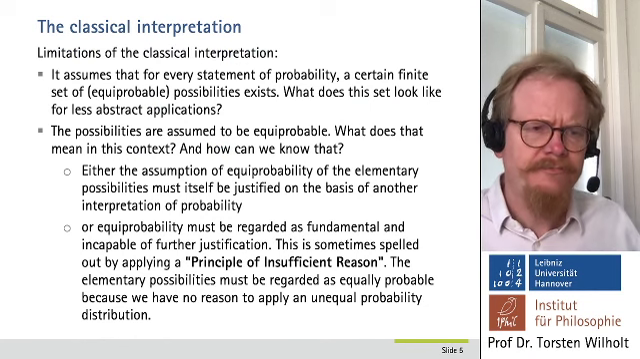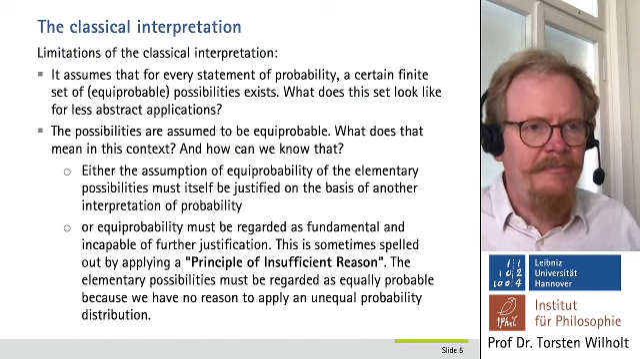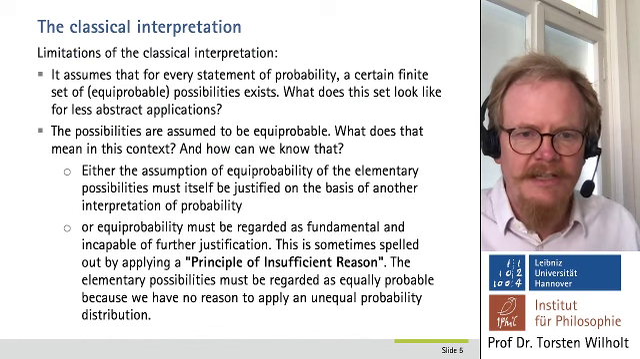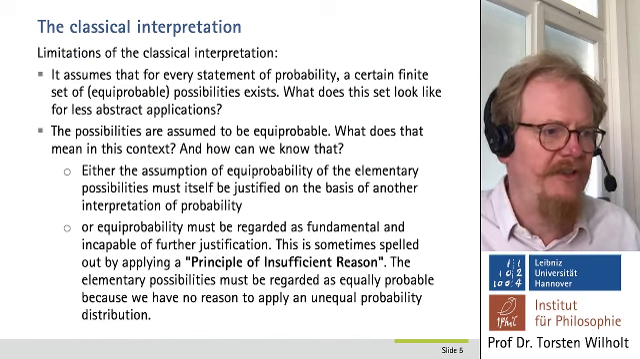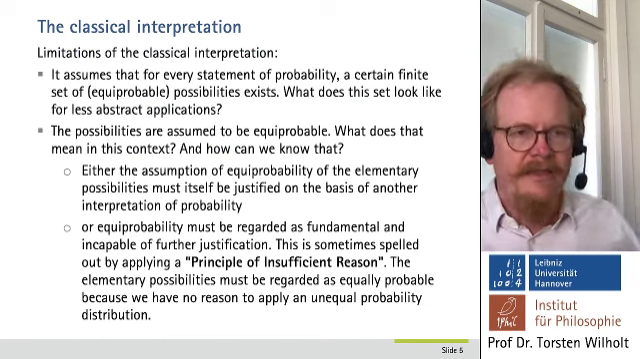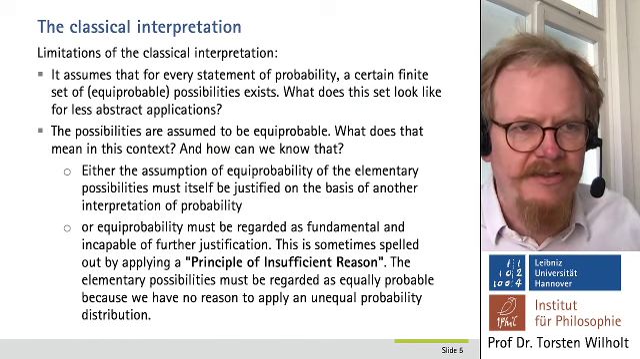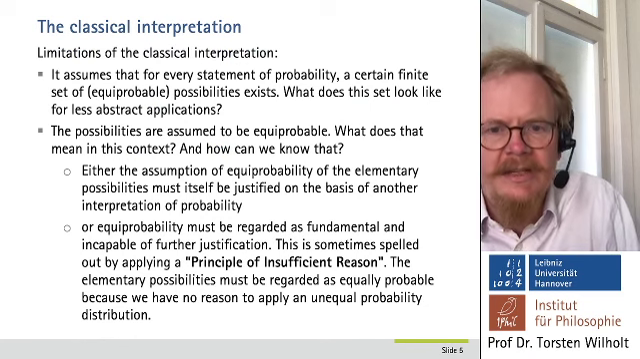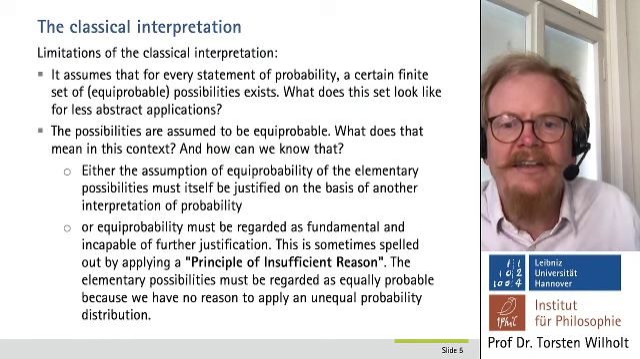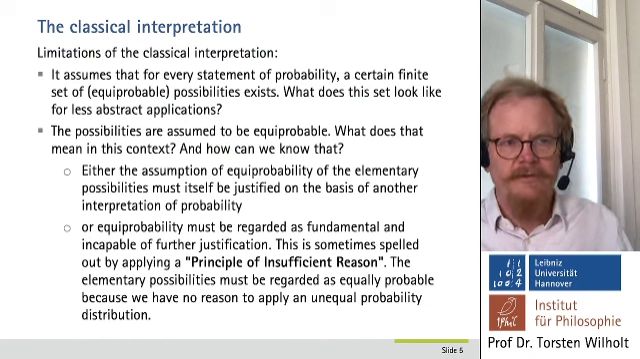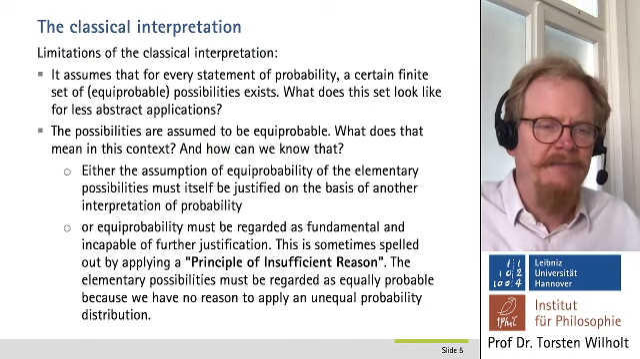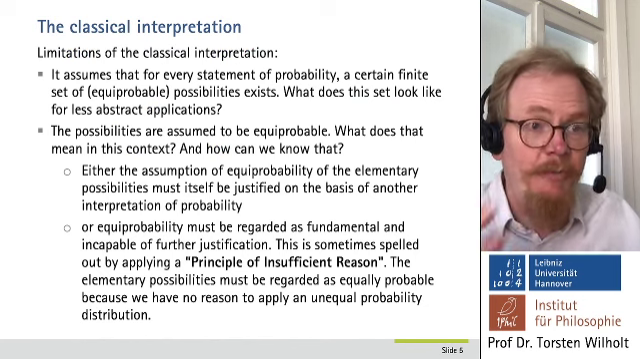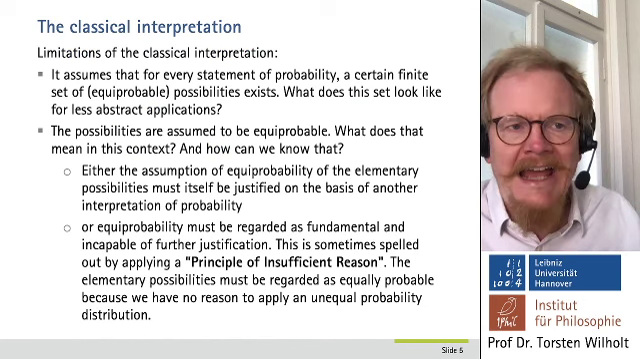And this is sometimes assumed to be the case, and it's sometimes spelled out by applying a so-called principle of insufficient reason. The reasoning goes approximately like saying that the elementary possibilities must be regarded as equally probable because we have no reason to apply an unequal probability distribution. So we have to assume that all the faces that the dice could show are equally probable because we have no particular reason to bring in any asymmetry there.